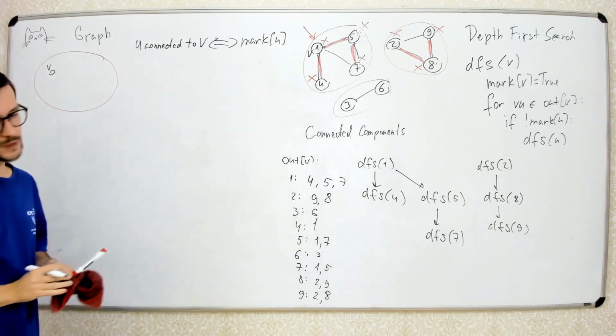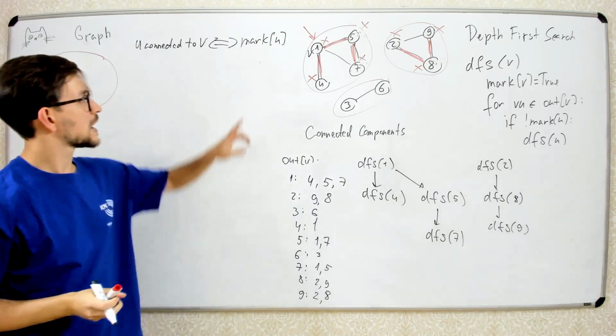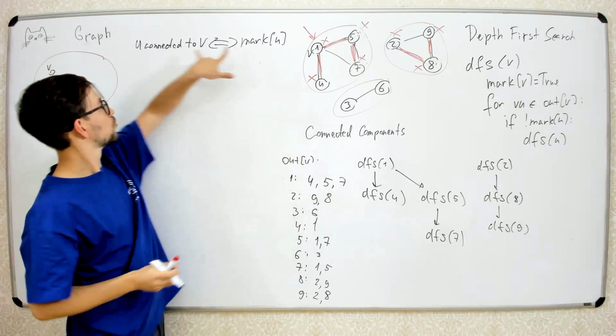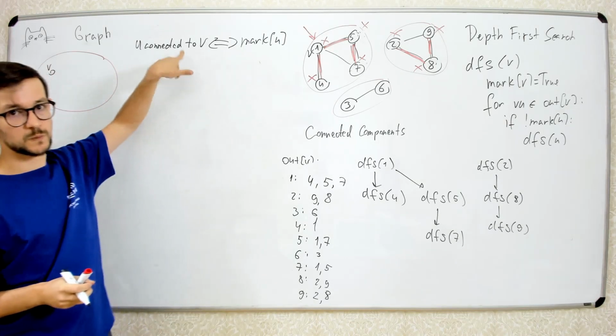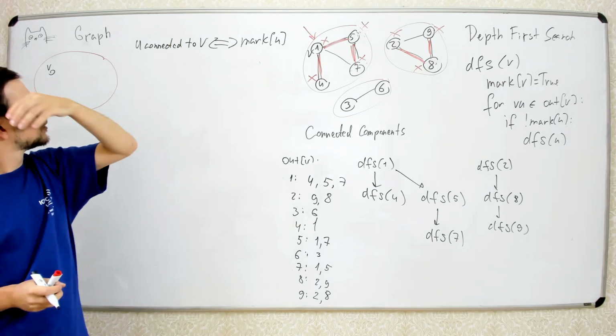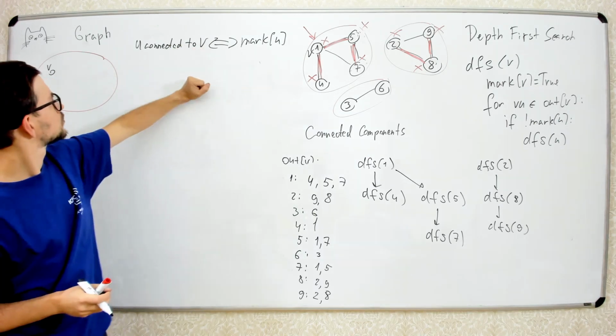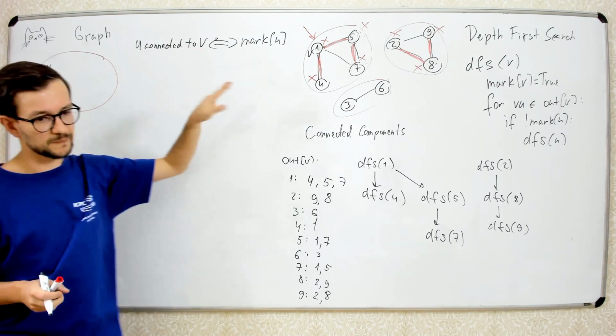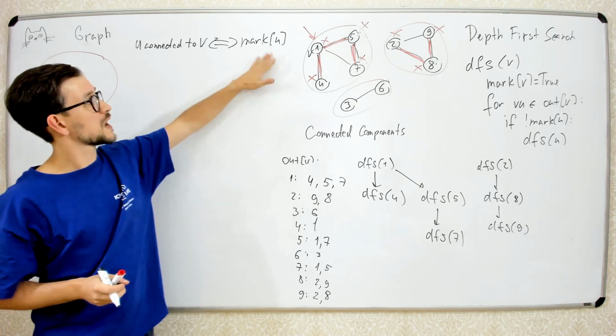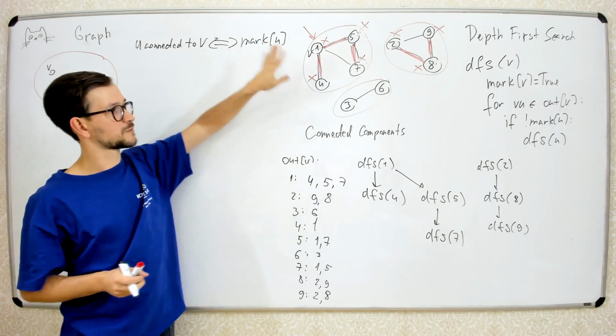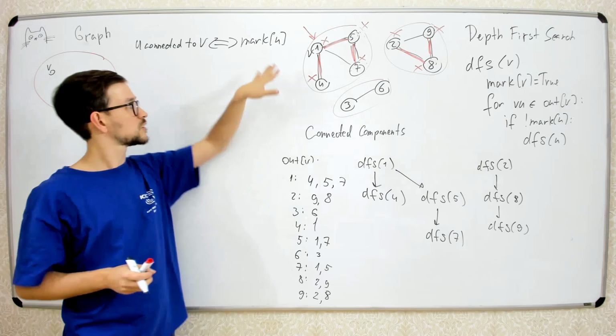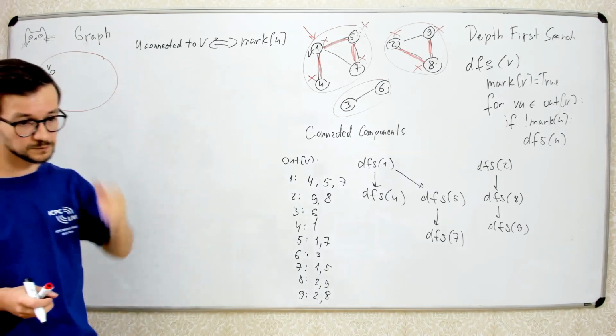Like this. So I want to prove that all the nodes connected to V are marked and vice versa. Let's prove from left to right. That's simple. Let's prove that everything marked by this algorithm is actually connected to node V.